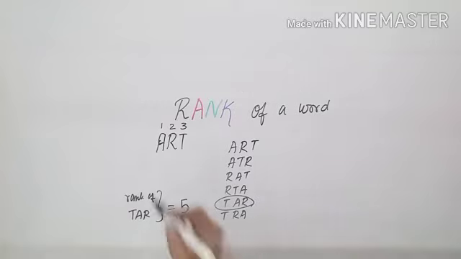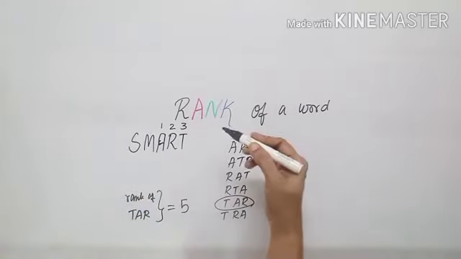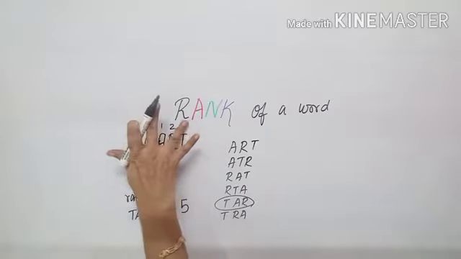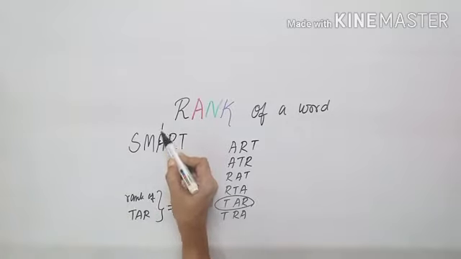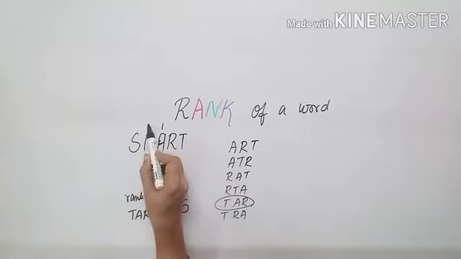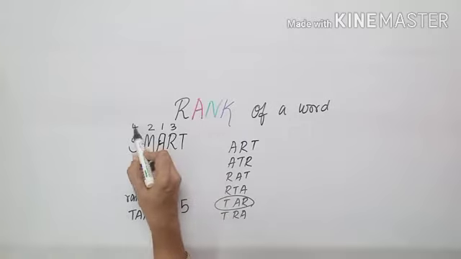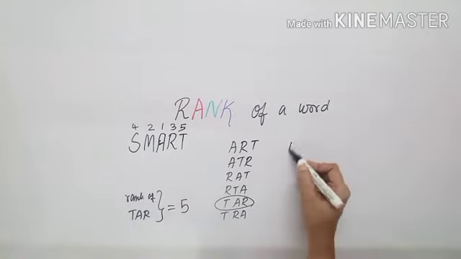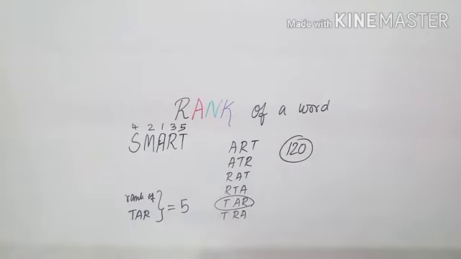If I am given smart, there are 5 letters. Can you be writing all the 120 words? No, that is difficult. So to find a word using the given letters, if there are 5 letters, first you put the rank. This is A first and then M will come, R, S, T. So 5 letters are there. Arranging the 5 letters, I get 5 into 4 into 3 into 2 into 1, 120 such words. In that, I may ask you any of the words.